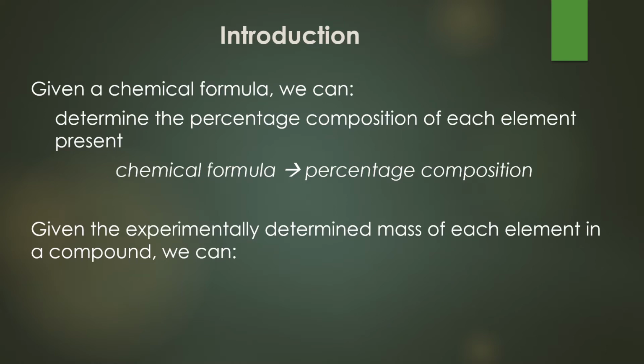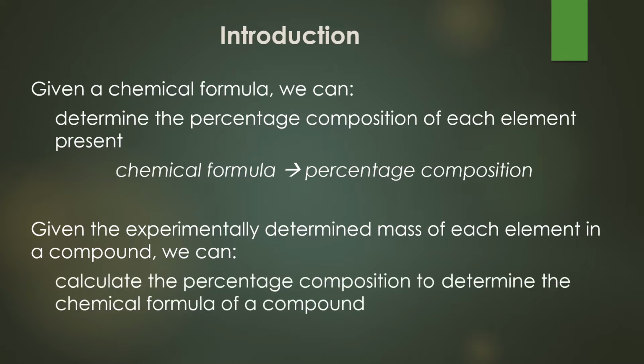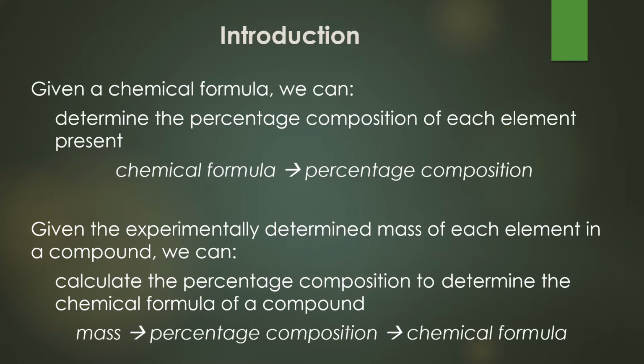Then we can also experimentally determine the mass of each element in a compound. And when that is done, you can calculate the percentage composition, and from that determine what the chemical formula is. So using mass data, we can calculate percentage composition, and then we can determine a chemical formula. And these all have useful applications, which I will talk about in our next lesson.